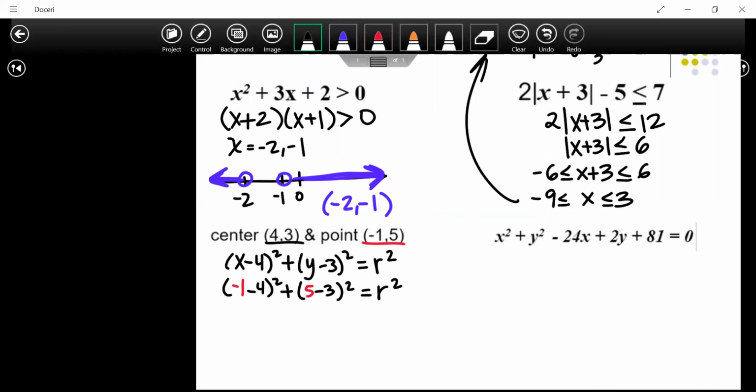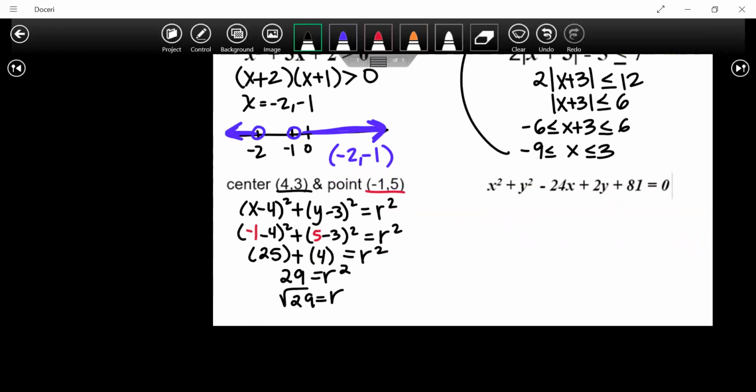We're solving for r so we can plug it back together. We are going to get negative 9. Negative 9 squared is 81. 5 minus 3 is going to give me 4. Oh, I'm sorry, I'm jumping ahead. 5 minus 3 is 2. 2 squared is 4. Reducing this down, we're going to get 85 is equal to r squared. Square root of 85 is equal to r. We have our center. We have our r. We can put it all together.